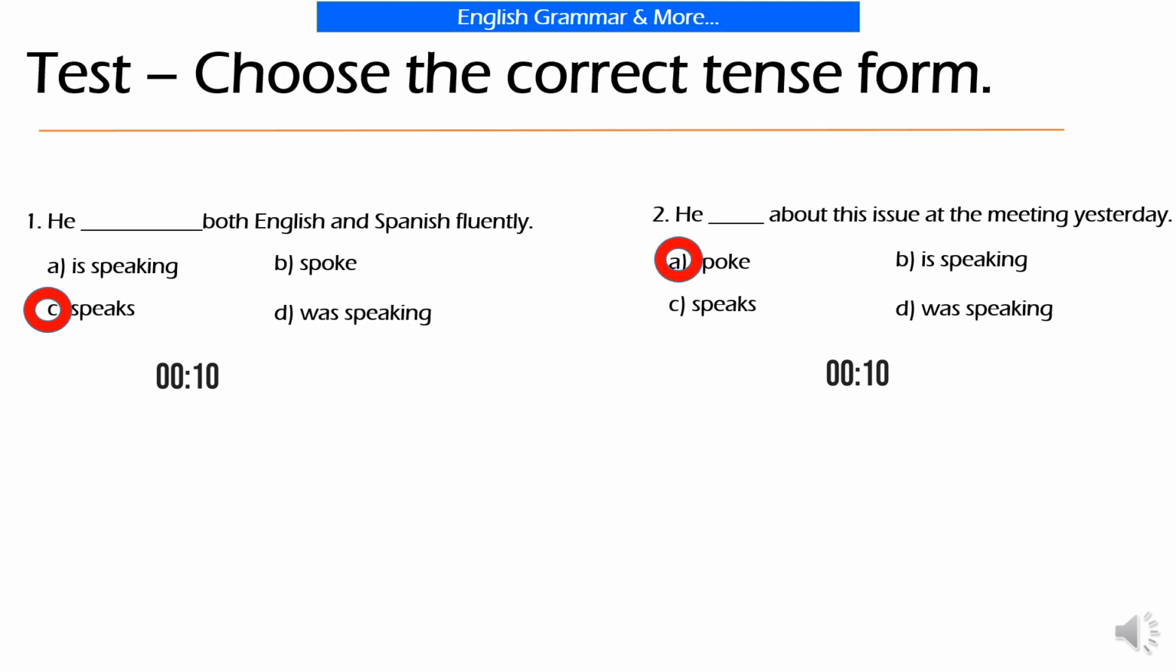The correct answer is A. He spoke about this issue at the meeting yesterday. The reason here we chose the past indefinite tense form is because in this sentence we have a time adverb yesterday which already refers to the past indefinite tense form. Question 3.